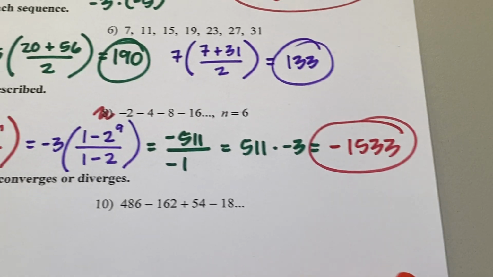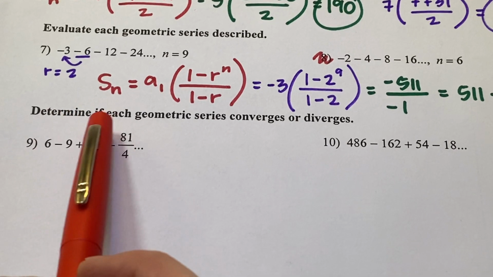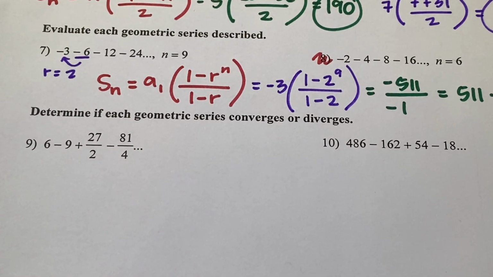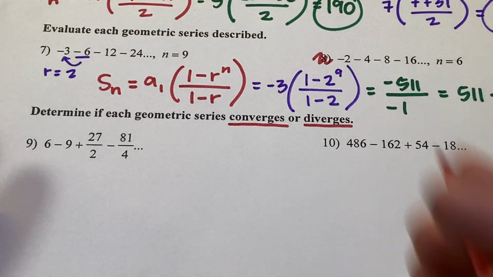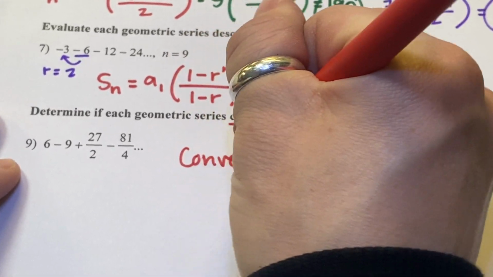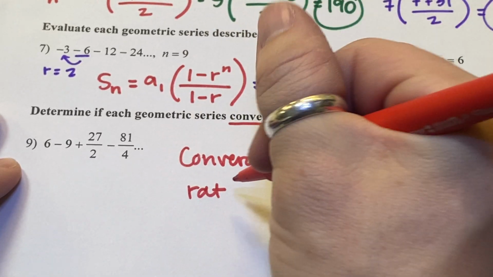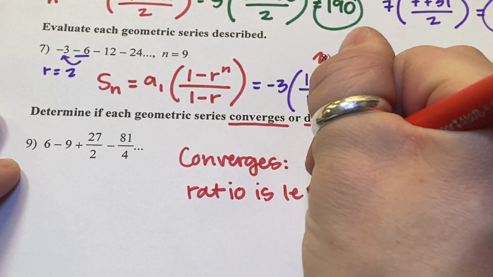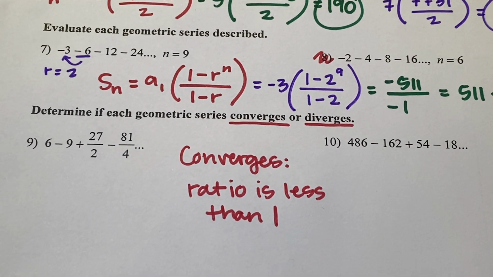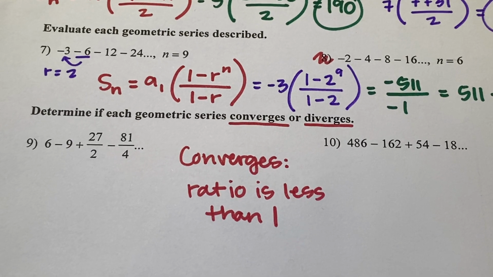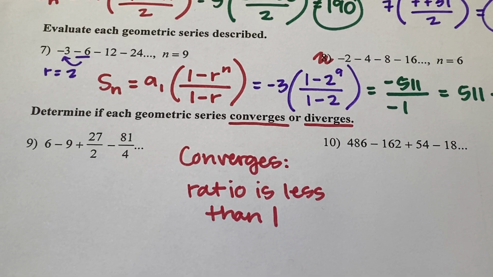Numbers 9 and 10 are actually pretty nice. The words are kind of weird. It says, determine if each geometric series converges or diverges. Let's define what that means. Converges means the rate, or the common ratio, is less than 1. So if the rate that you get is a number less than 1, like a fraction, then you know that this series converges.